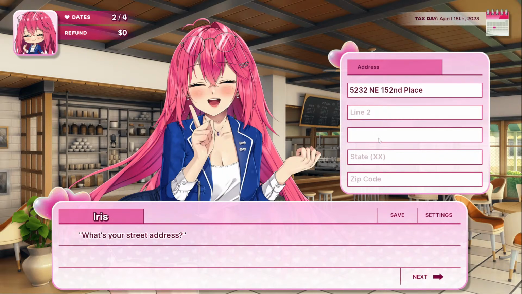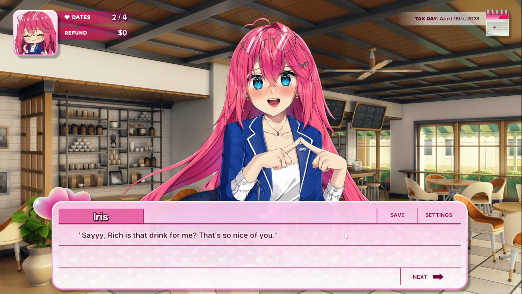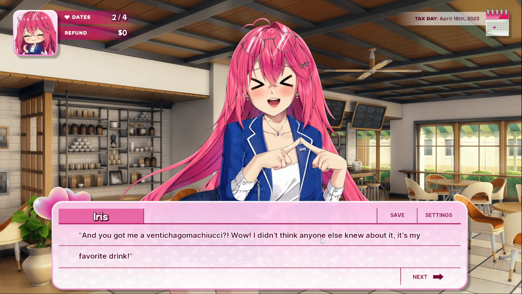What is the state code for Oregon? OR, I guess? Okay. That is the street address. It's a PO box. And you got me the blah blah blah. Wow, I didn't think anyone else knew about it.